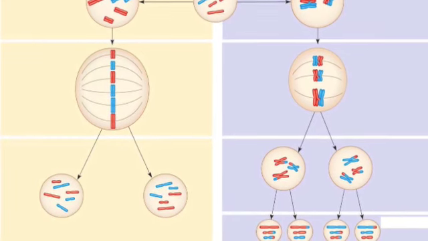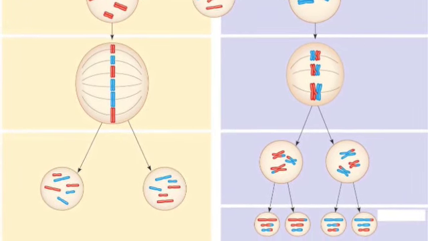In meiosis, the number of chromosomes are reduced to half. However, in mitosis, the number remains the same.